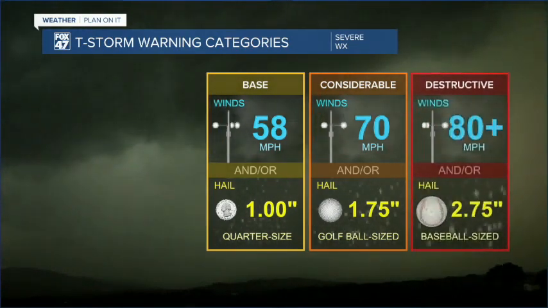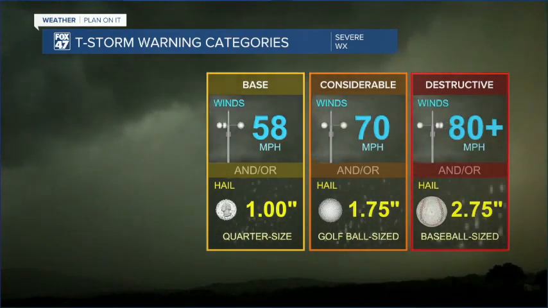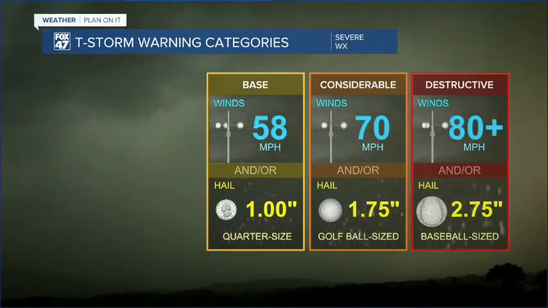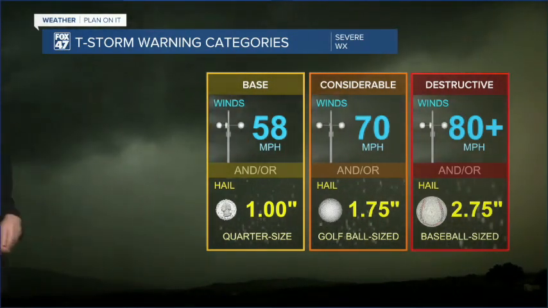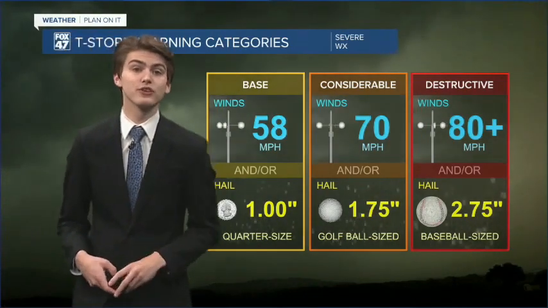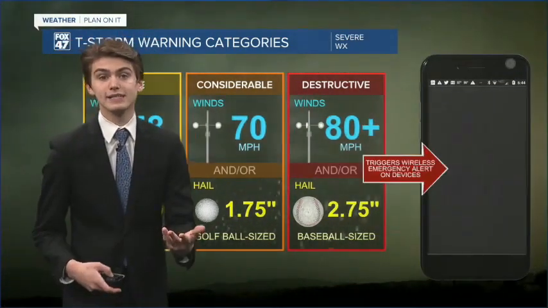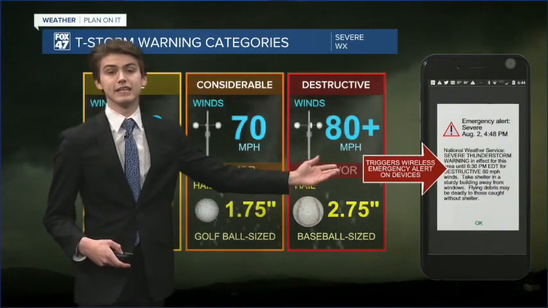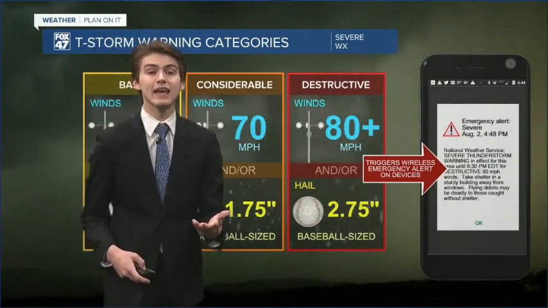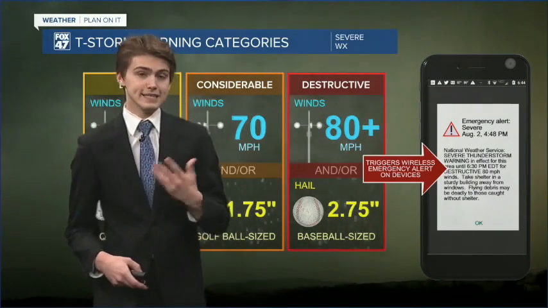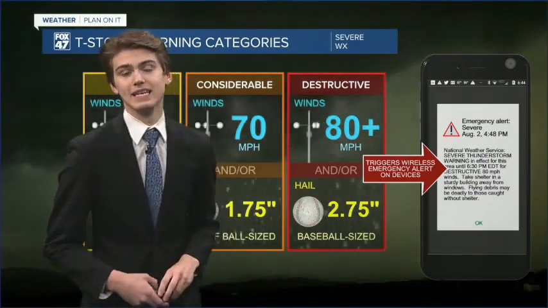Now, the destructive category here is when winds are 80-plus miles per hour and we see baseball-sized, 2 3/4-inch hail. This is when you're also going to get those text alerts on your phone saying that we are under a severe thunderstorm warning, as you can see here. So it is always best to stay safe and pay attention and always have a kit and a plan ready this season if we expect any severe weather.